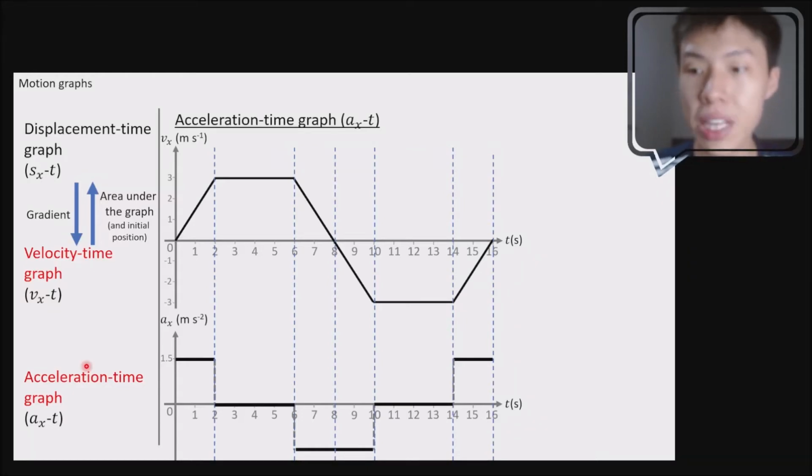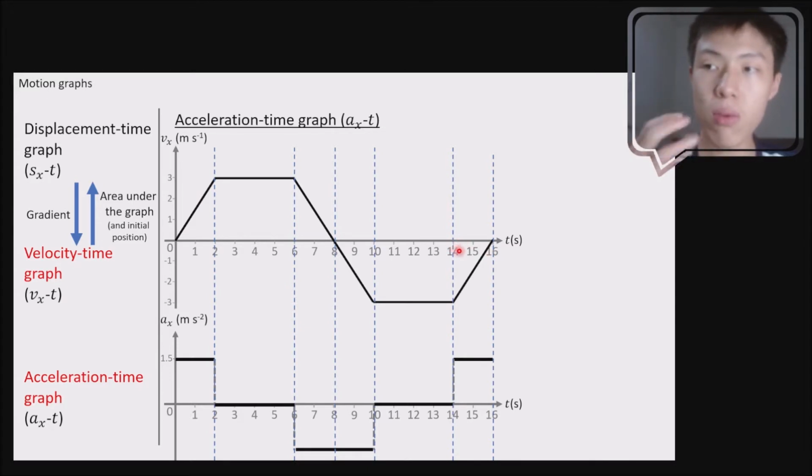Now, let's try to relate between the velocity time graph and the acceleration time graph. So I brought in the acceleration time graph that we drew in the previous video, together with the velocity time graph that we have drawn in the velocity time graph video. So we are going to try and relate them together.